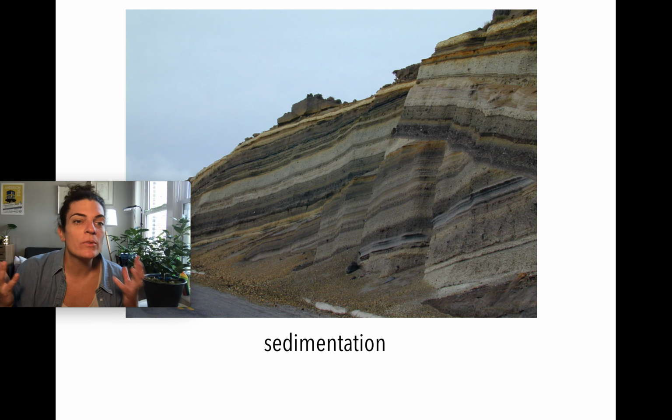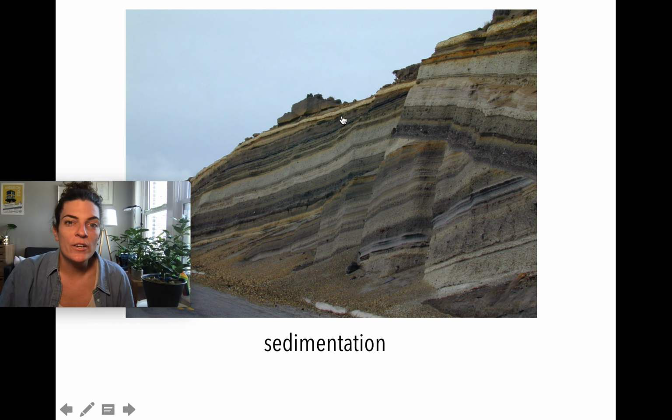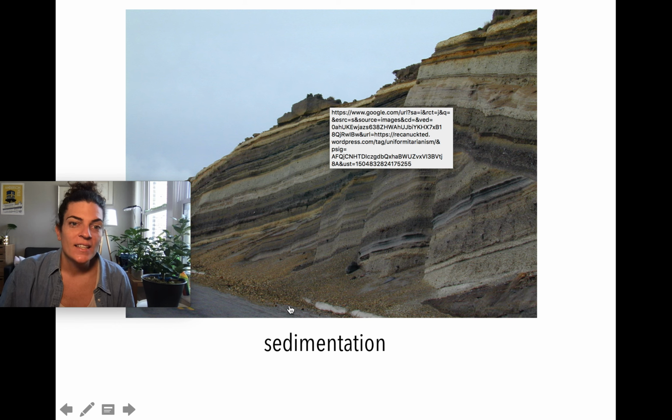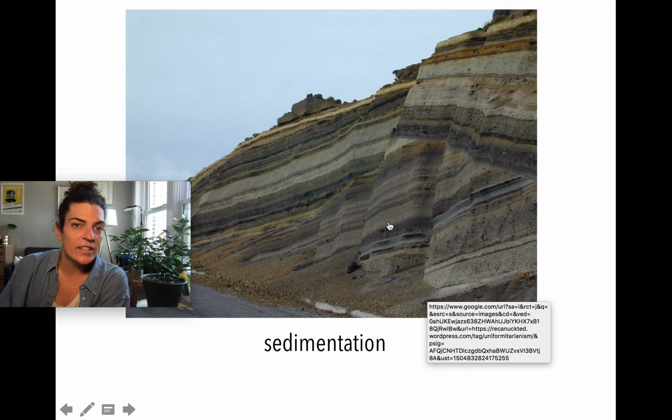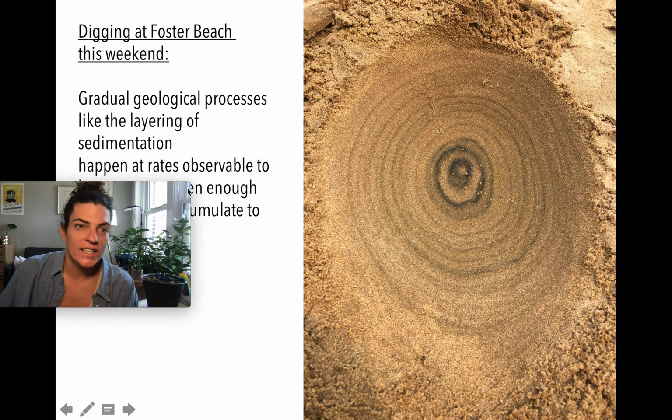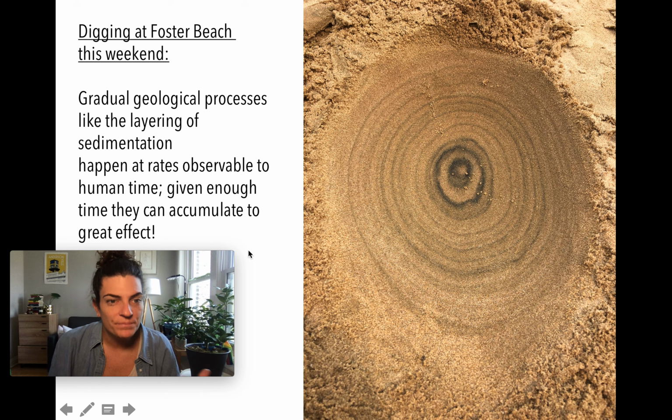This is really important because we understand that the Earth is fairly old for this to have happened, probably, for there to be older rock down here and younger rock on top of it. Even digging at Foster Beach, you can dig in the sand and actually see the sedimentation process happening almost at a human scale, right? A rate that's observable in relation to, quote-unquote, human time. Humans live for, what, 80 to 100 years, right?